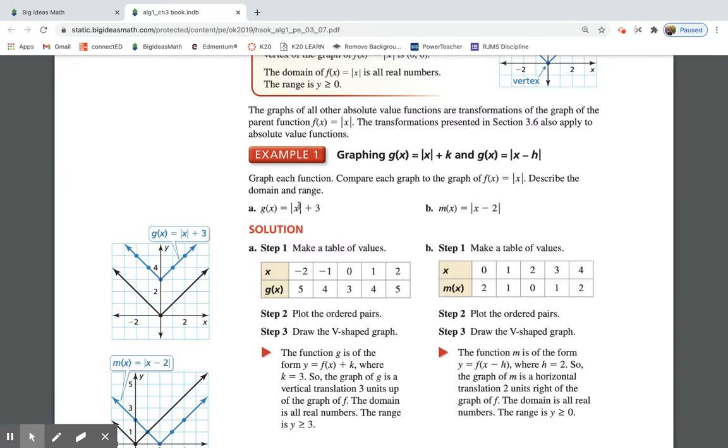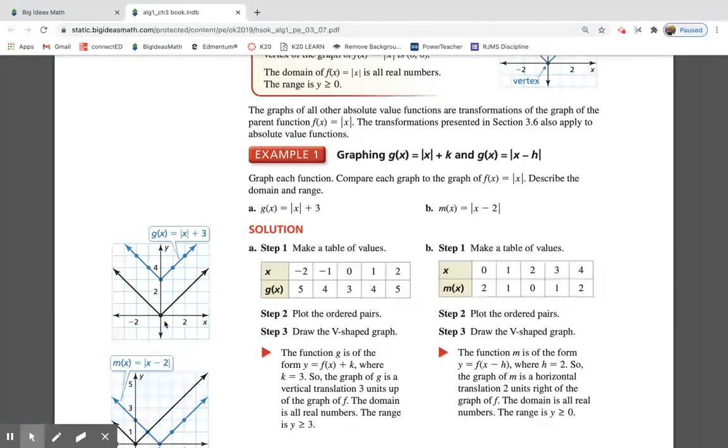So when we plug -2 in there, the absolute value of -2 is +2, plus 3 is 5. That's where we get this 5. So then we plug in -1. The absolute value of -1 is 1, plus 3 is 4. That's where we get this 4. Then when we plug in 0, that just is 0. So then we get 3. We plug in 1, we get 4, 2, 5. So if you notice, our vertex, or the point where it changes direction, is at (0, 3). So we could graph those.